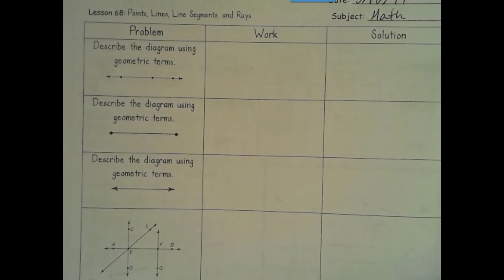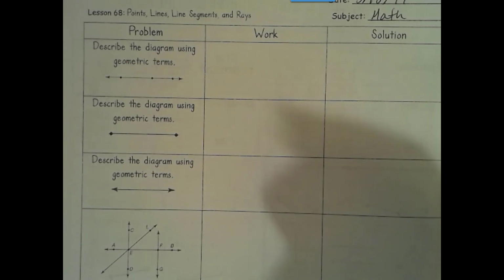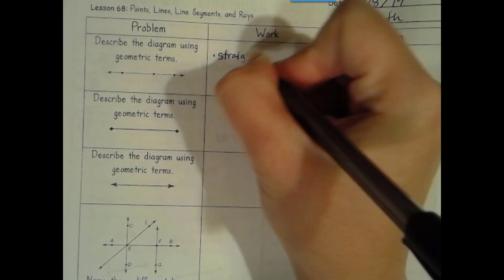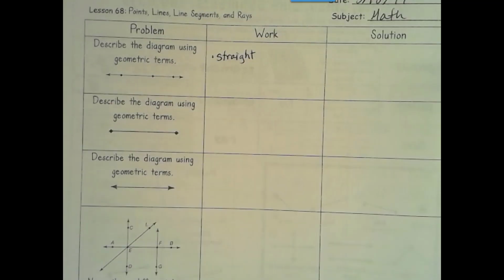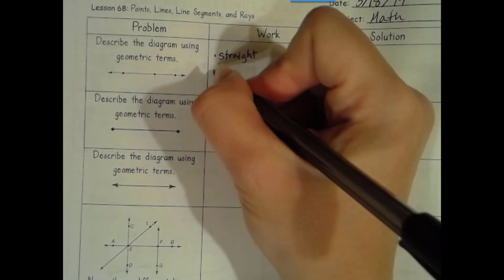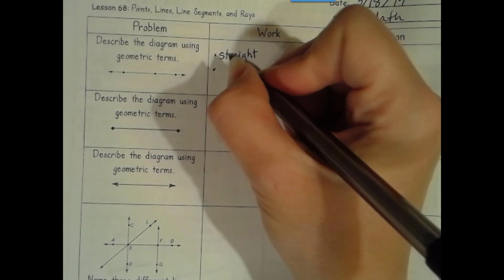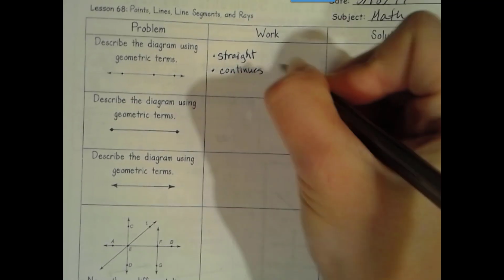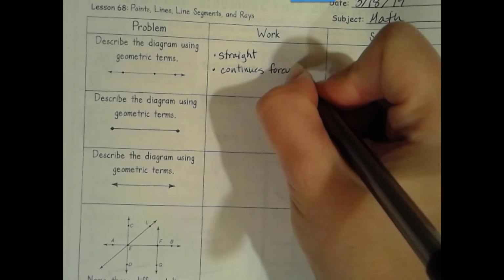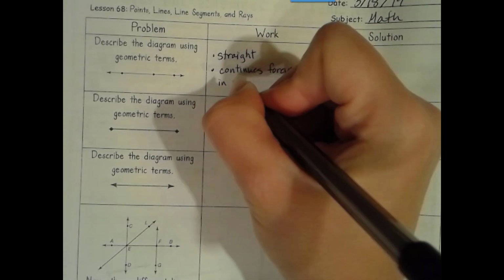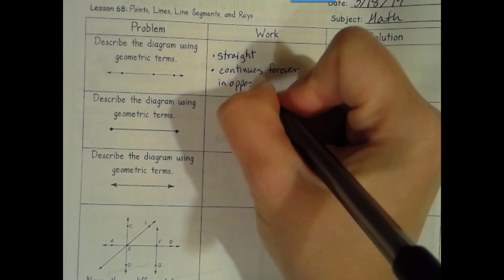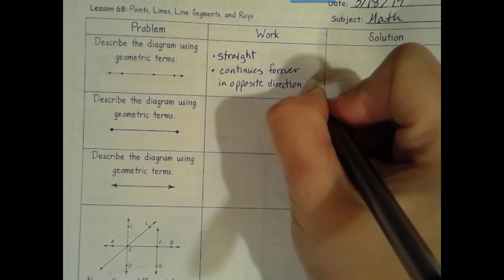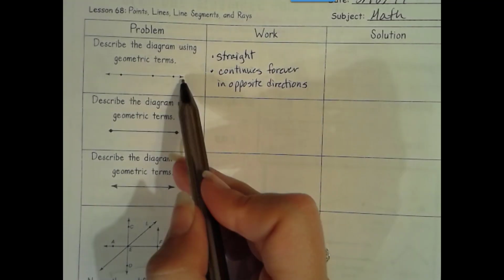Okay, so here: describe the diagram using geometric terms. So it is straight, no curves, no angles there. Continues forever in opposite directions. So it's straight, and I know it continues forever.